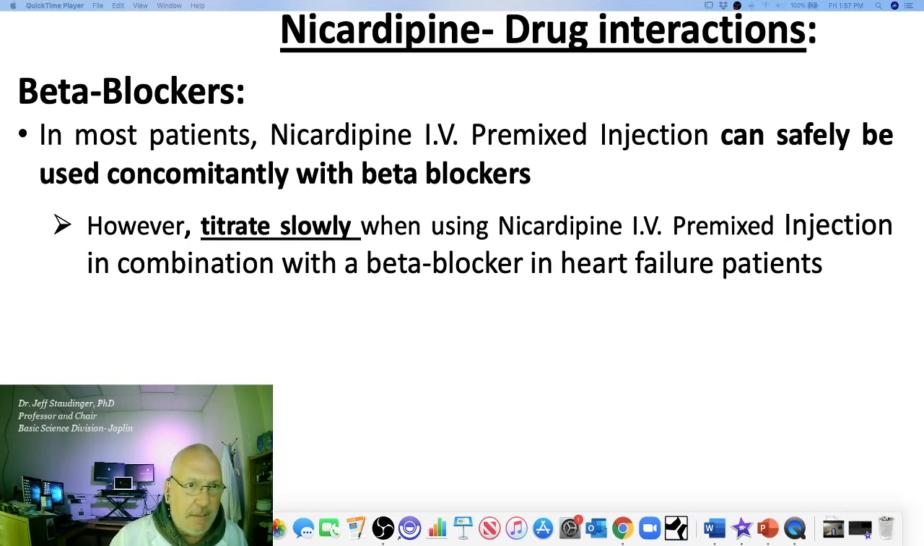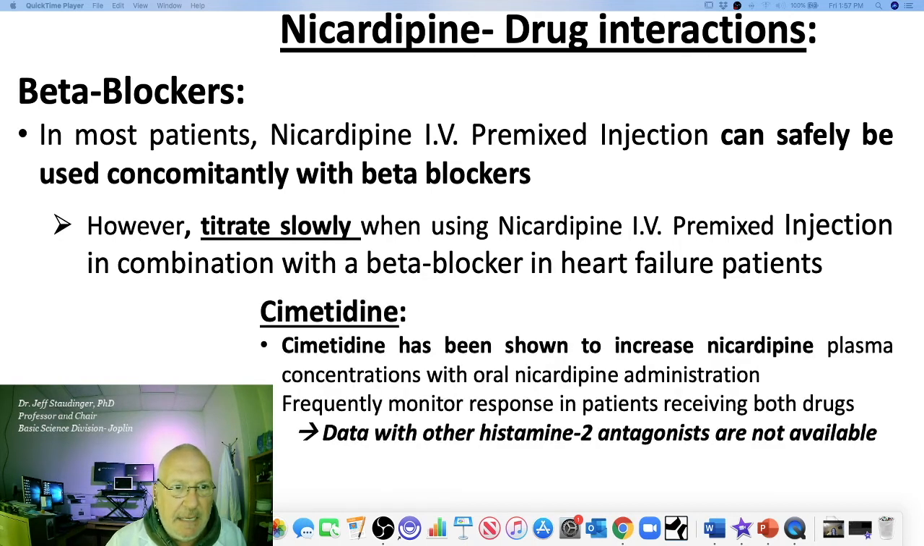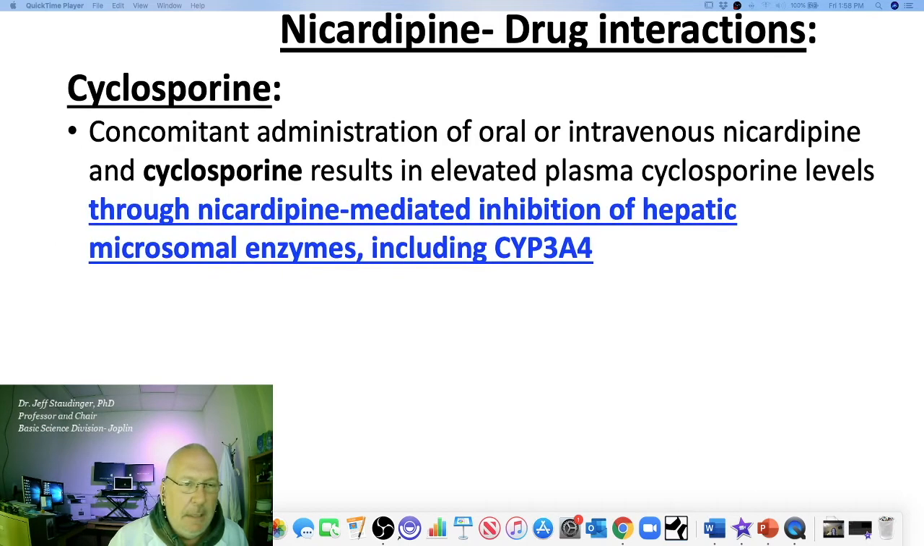However, again, titrate slowly. Cimetidine, also known as Tagamet, an H2 receptor antagonist, has been shown to increase nicardipine plasma concentrations with the oral form. Data on other H2 antagonists are not available at this point, so for now, cimetidine is of concern. Administering together with cyclosporin can present a problem.